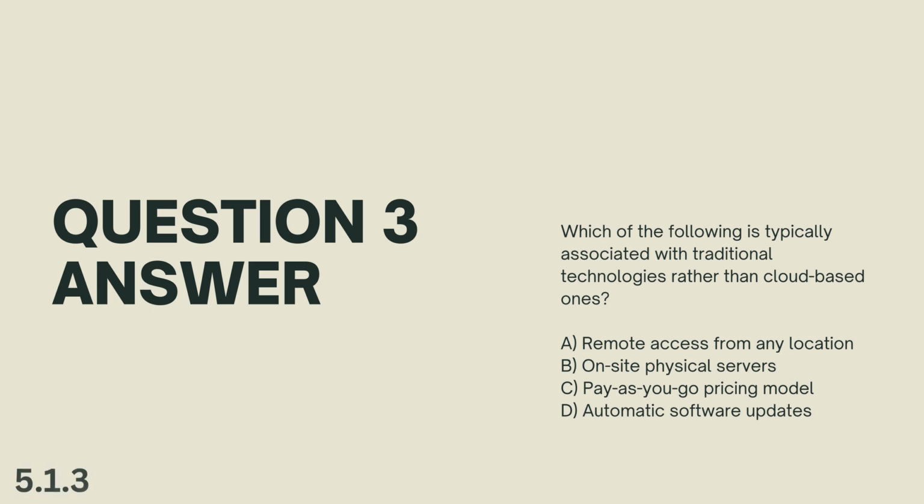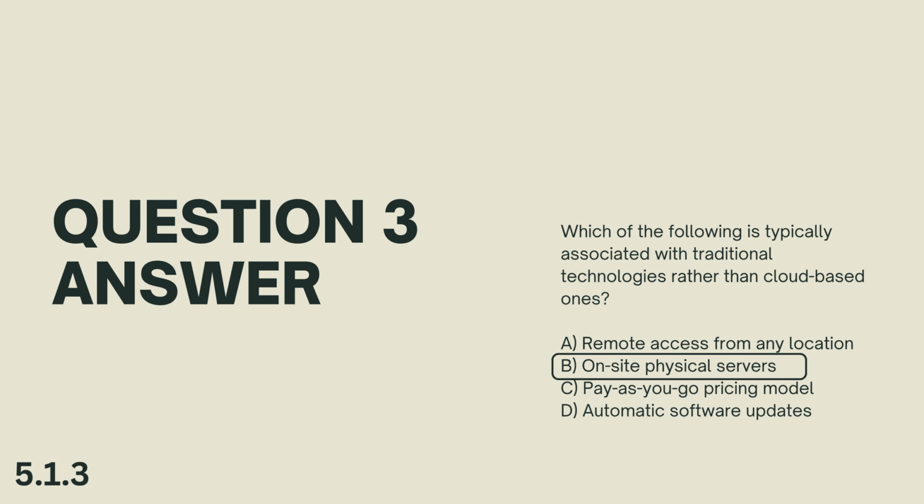Now, let's return to our earlier question. Which of the following is typically associated with traditional technologies rather than cloud-based ones? A. Remote access from any location. B. On-site physical servers. C. Pay-as-you-go pricing model. D. Automatic software updates. The correct answer is B. On-site physical servers.